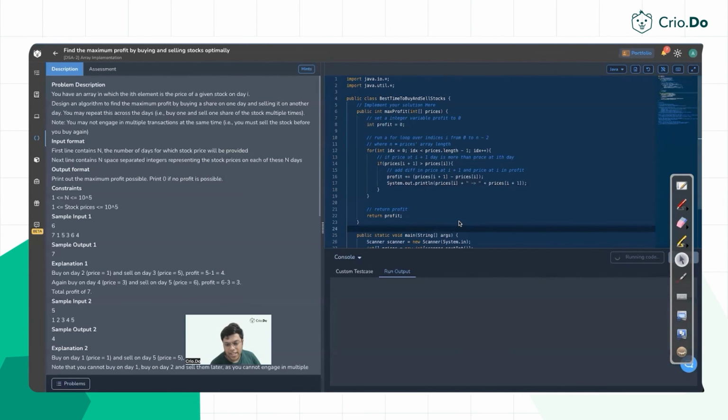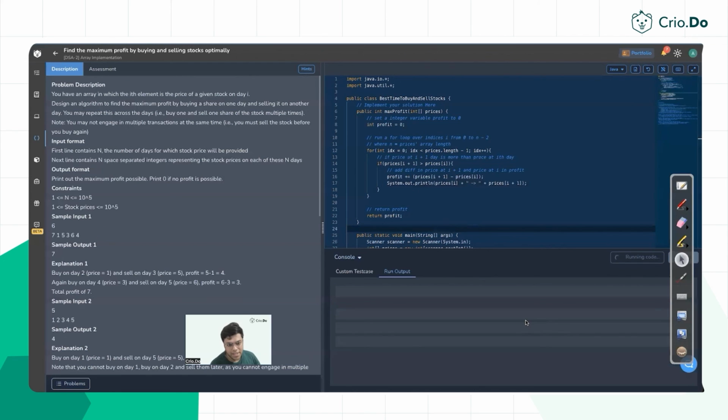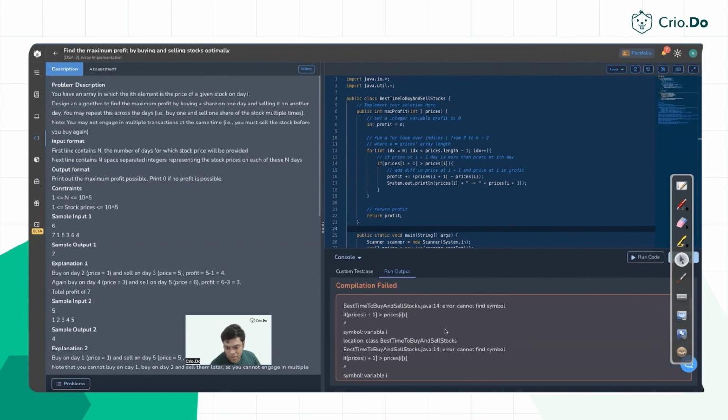We have not done any changes, but it might be a platform or portal issue somewhere. Maybe let's remove this input, there might be some problem in the input itself. Let's run it without giving a sample input. So we can say that there is a variable prices which it cannot find, or actually the if condition it cannot find.